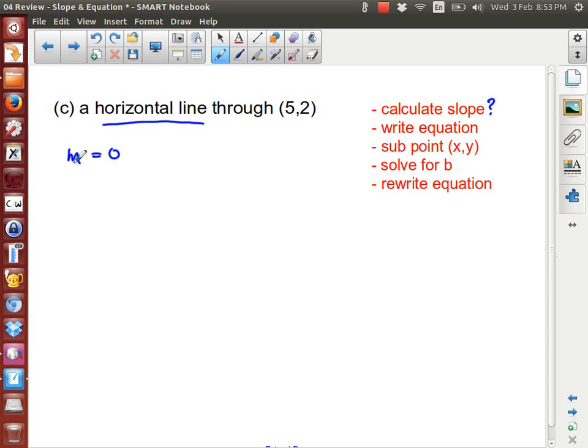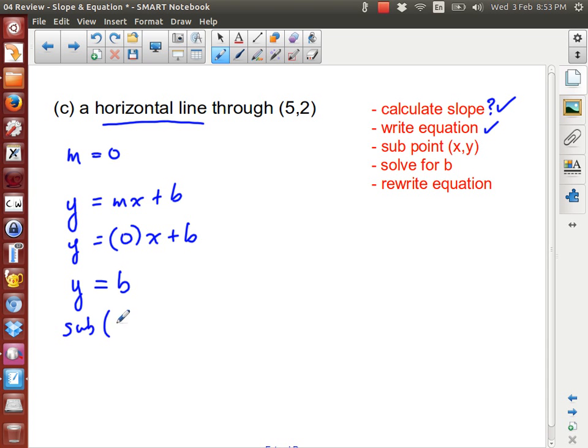So if we can start with that, a horizontal line has a slope of 0, then what is our equation going to be? y equals mx plus b. y equals 0x plus b. Well, then we just end up with y equals b. So that's kind of odd, but that's our equation. Then we get asked to sub a point. Well, this is kind of easier than it was before because we have a single point. So I'm now going to sub 5, 2.